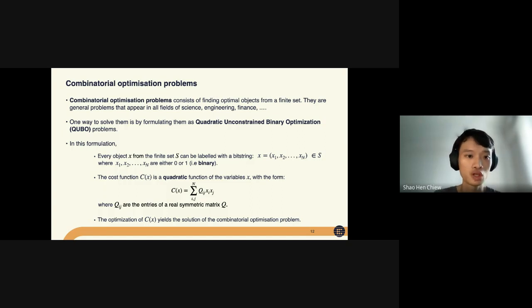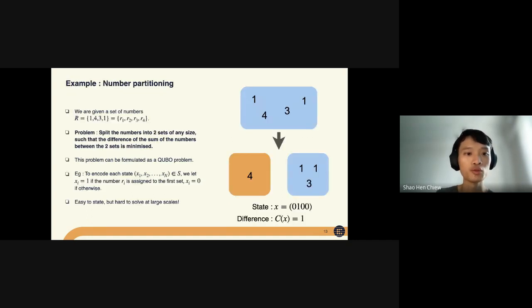So if our combinatorial optimization problem can be mapped into a QUBO problem, which is a problem that satisfies these few points, along with the restriction that it needs to be unconstrained, I won't explain that here. If these points are satisfied, then we say that we have a QUBO formulation of a particular combinatorial optimization problem. Let me make this a bit clearer by giving a concrete example.